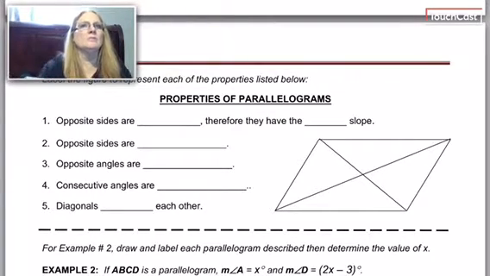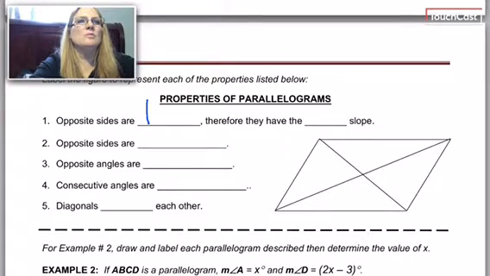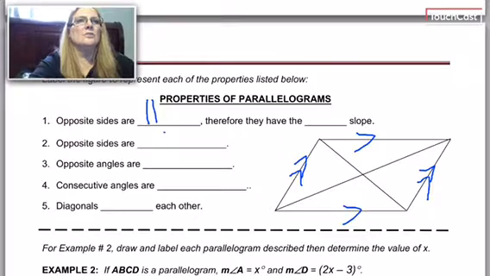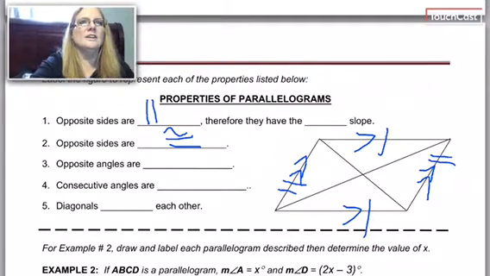So parallelograms, opposite sides are parallel. I'm just going to put the symbol here for parallel. That means that this side is parallel to this side, and this side is parallel to this side. Opposite sides are congruent. Just put the symbol. That means this is congruent to this, and this side is congruent to this side.